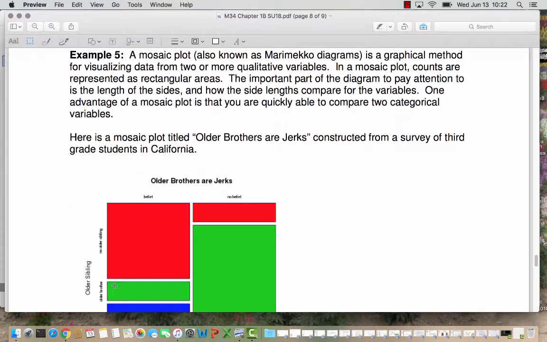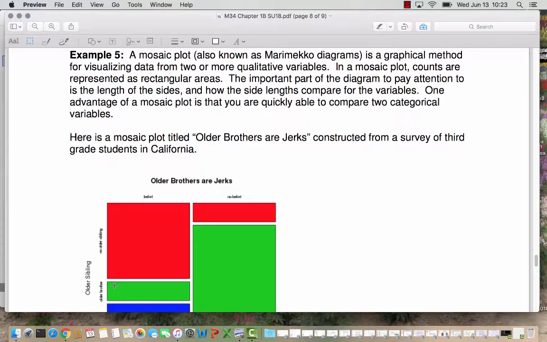All right, here's a mosaic plot. You can read about it in our textbook. There's some other examples in there. This is sometimes known as a Marimekko diagram. And it's a graphical method for visualizing data from 2 or more qualitative variables. So qualitative is another way of saying categorical variables. You'll run into that term.